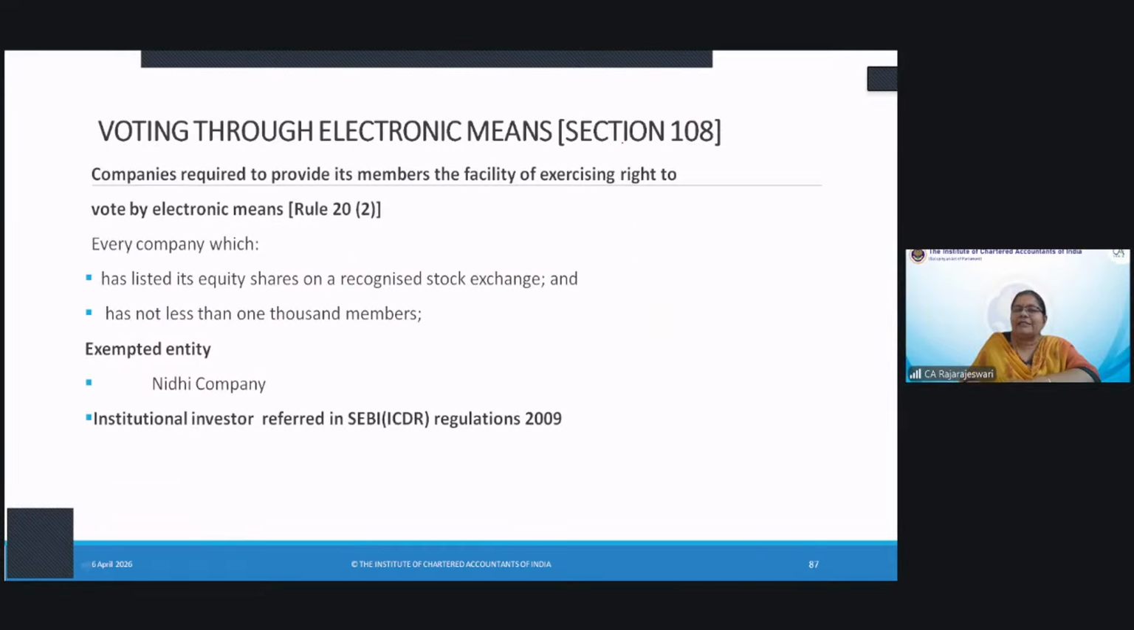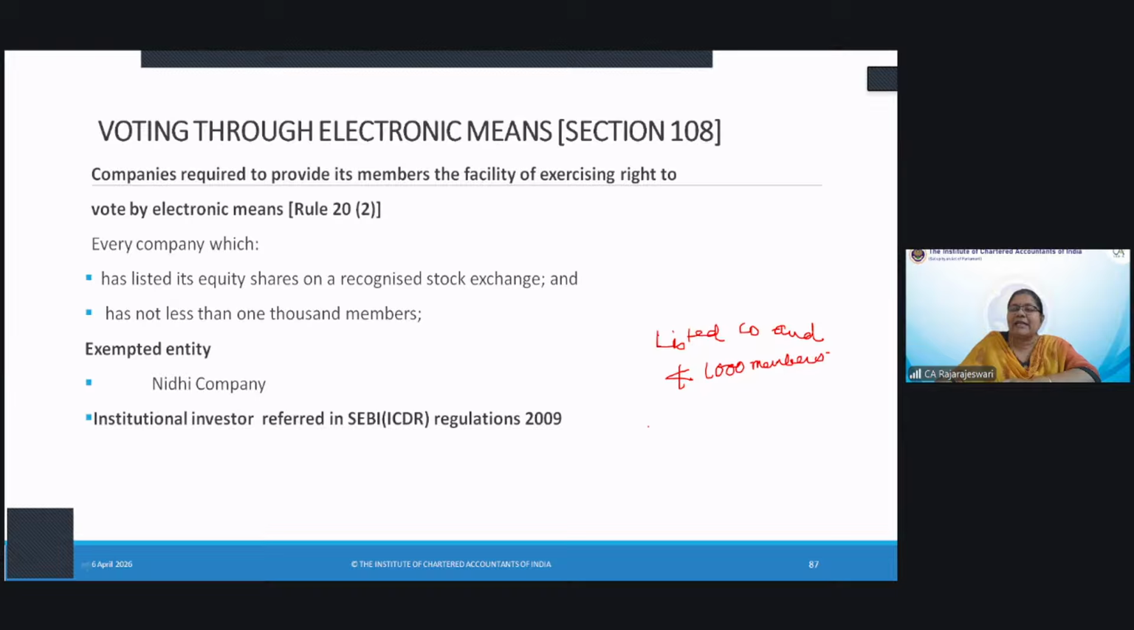Now when voting is done by electronic means, in certain cases, if it is a listed company, two conditions have to be satisfied. One is that it is a listed company, and it has not less than 1000 members. Suppose it is 1500, 2000, if it is a listed company, then definitely voting should be done by electronic means.